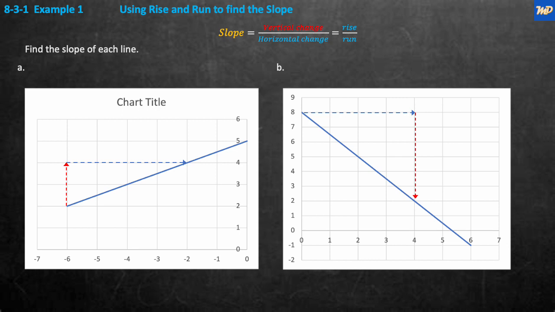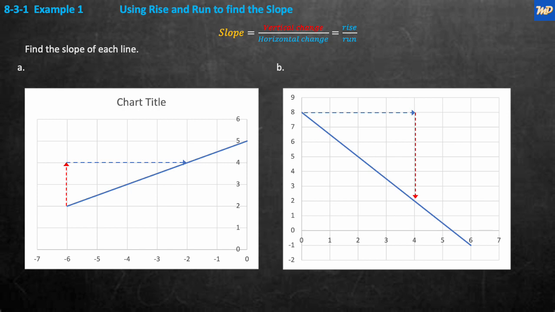They want us in this example to find the slope of these lines. There are 2 lines, A and B, and they're giving us an equation: slope equals the vertical change divided by the horizontal change, or the rise, the vertical change, divided by the run. You'll often hear us say rise over run. Rise is how high it goes, and run is how far it's going horizontally. That would be the x-axis.